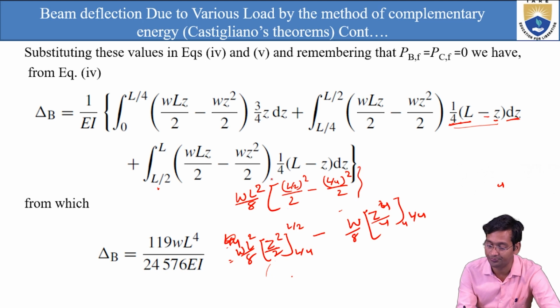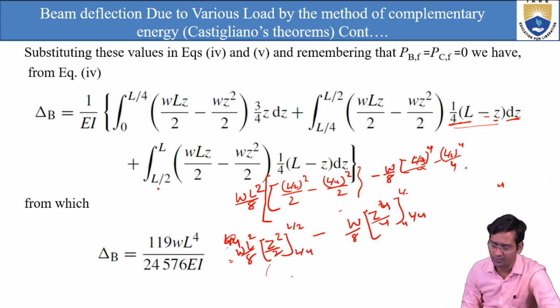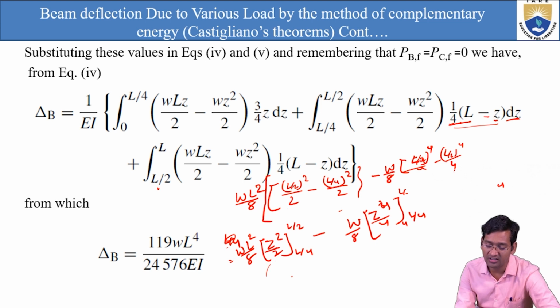This term over. Okay. Minus W by 8. Similarly L by 4 to L by 2, so L by 2 power 4 by 4 minus L by 4 power 4 by 4. Right. Now see here, first with this term, L square is there and here L square by 4 by 2. So L square becomes, right, here also you can see L square is there. So once we multiply with this L square, this becomes L power 4, this becomes L power 4.